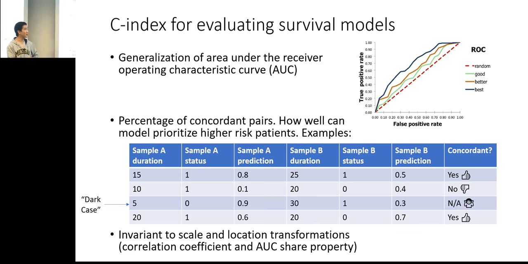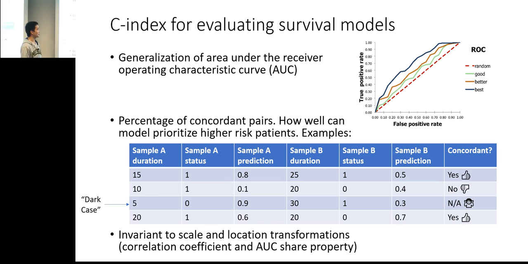Now, unlike the area under the receiver operating characteristic curve, I can't actually draw a nice pretty graph for you. I know how much some of you like plotting graphs and stuff. The C index does not have an equivalent graph to interpret. Another way to interpret the percentage of concordant pairs is how well the model can prioritize higher risk patients. So I have a very large, ugly table here to give you some examples. Let's say I have two samples, two people here, sample A and sample B.